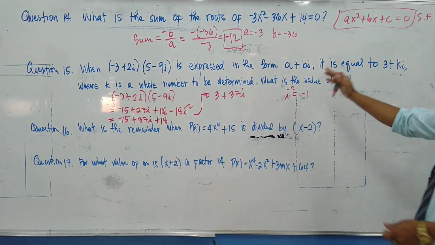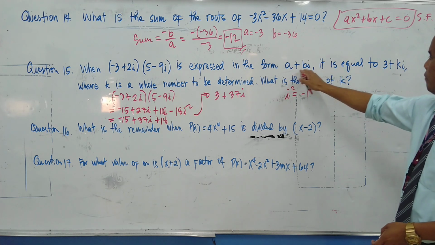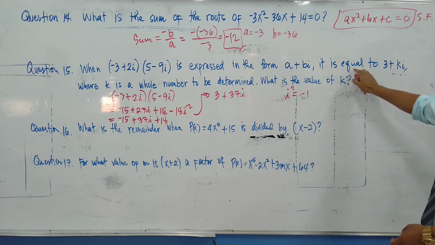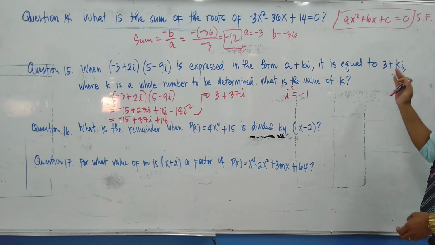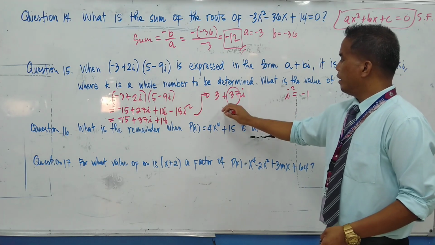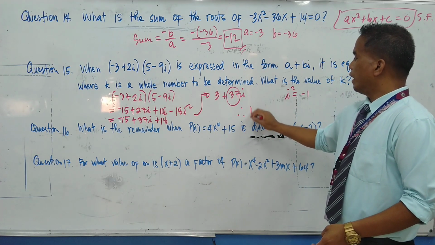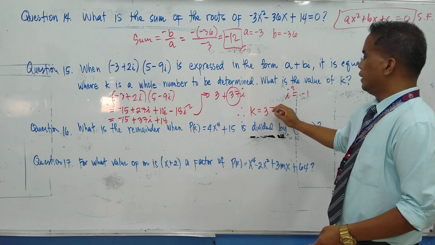Okay, so going back to the question, we have now in the form of a plus bi, it is equals to 3 plus ki. So what is the value of k? So therefore, k is equals to 37.